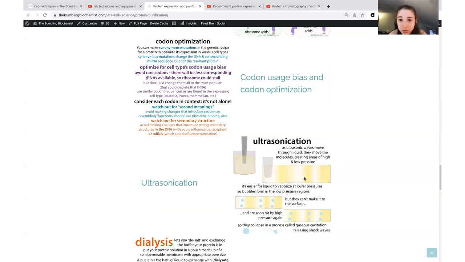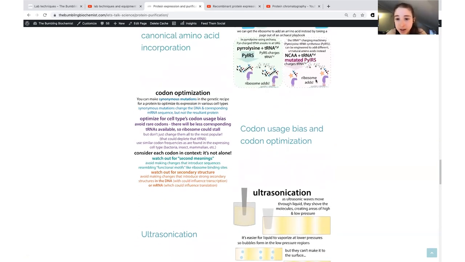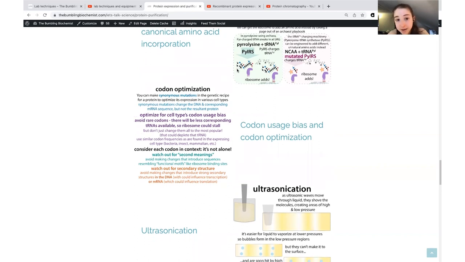So you can introduce cool things. Sometimes you have to actually change the codon, so that you trick the cell into using a stop codon for an actual codon for this unnatural amino acid that you add in, various cool things like that.